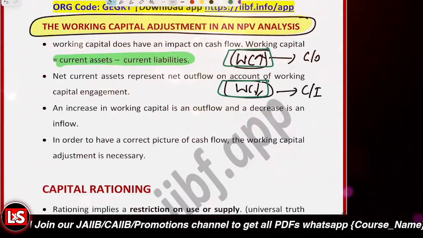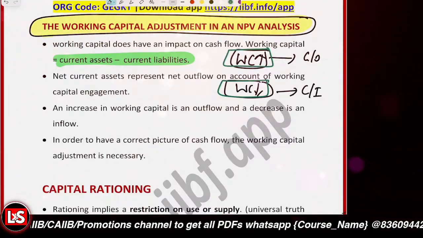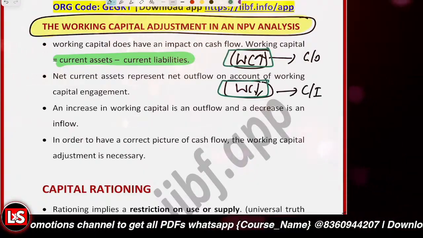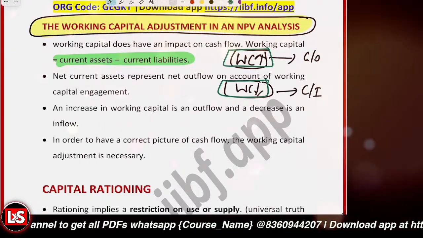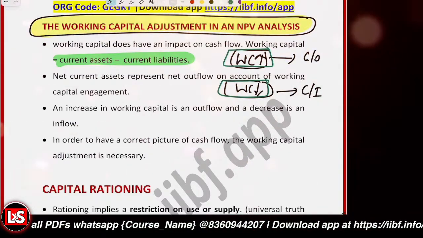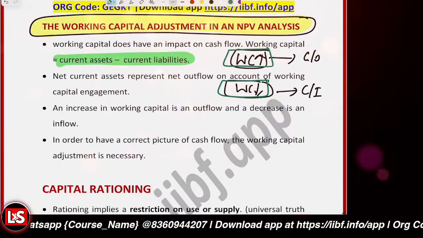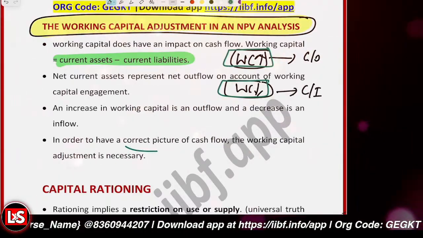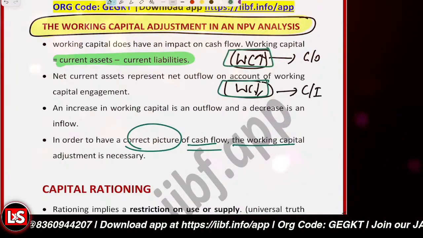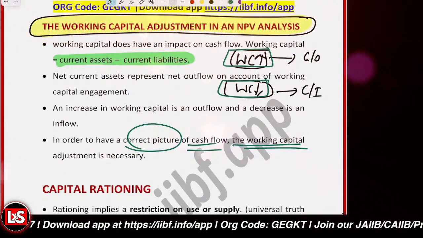Right? So, if money is getting blocked in the current assets, the working capital changes must be included in the NPV analysis. That must be included so that you can have a correct picture of the cash flows, with working capital adjustment whenever necessary. There it is.